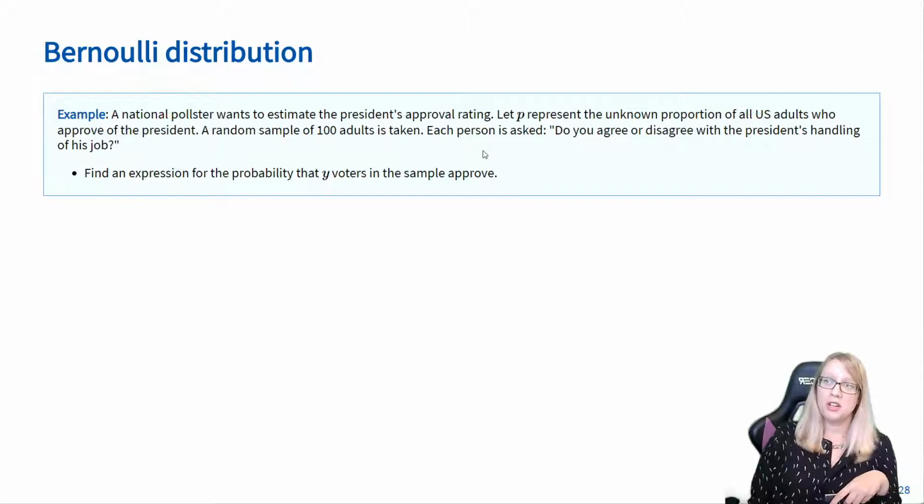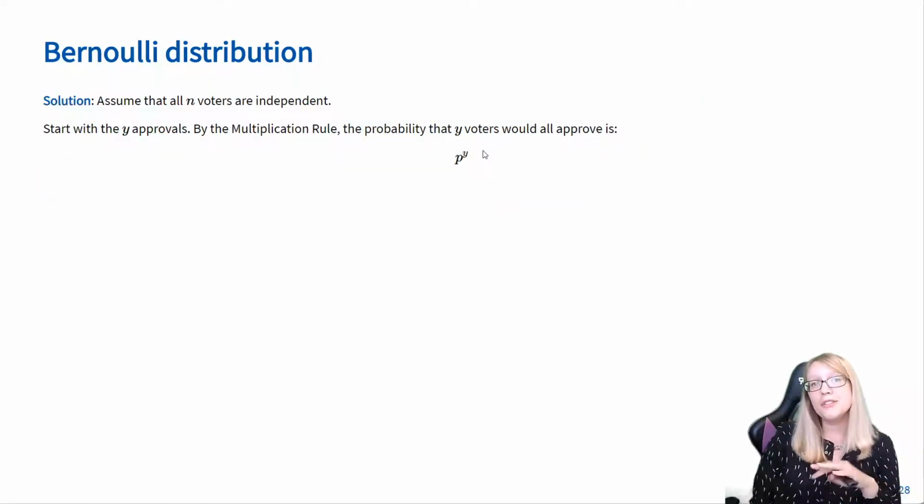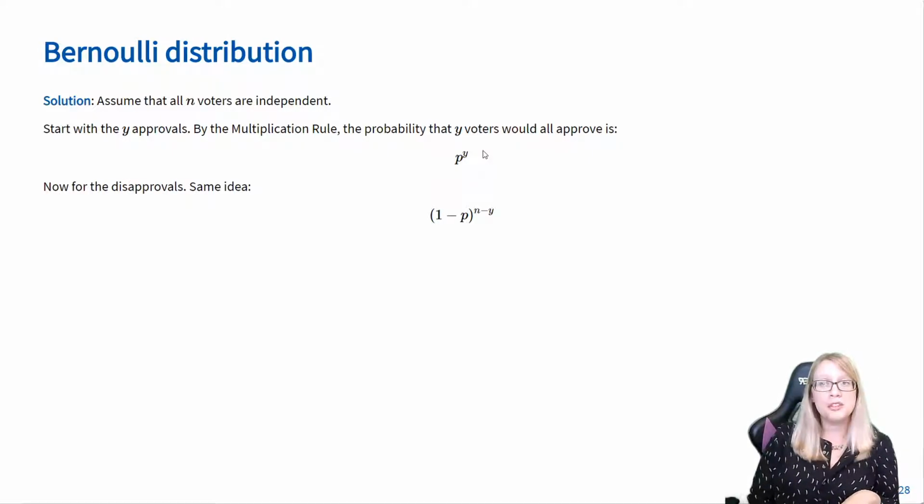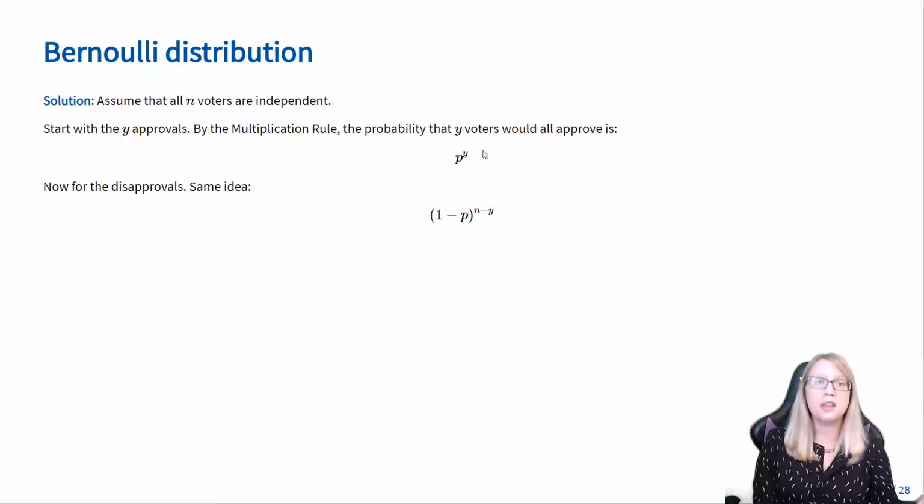So let's find an expression now for the probability that instead of all 100 approve, maybe just y voters approve. We'll assume that all n voters are again independent. Let's build up what this might look like. Starting with the y approvals, using the multiplication rule, the probability that y voters would all approve is p raised to the y. For the disapprovals, the same idea. We'll take 1 minus p, because that's the probability that they disapprove. In a sample of size n, if there are y approvals, then there must be n minus y disapprovals.